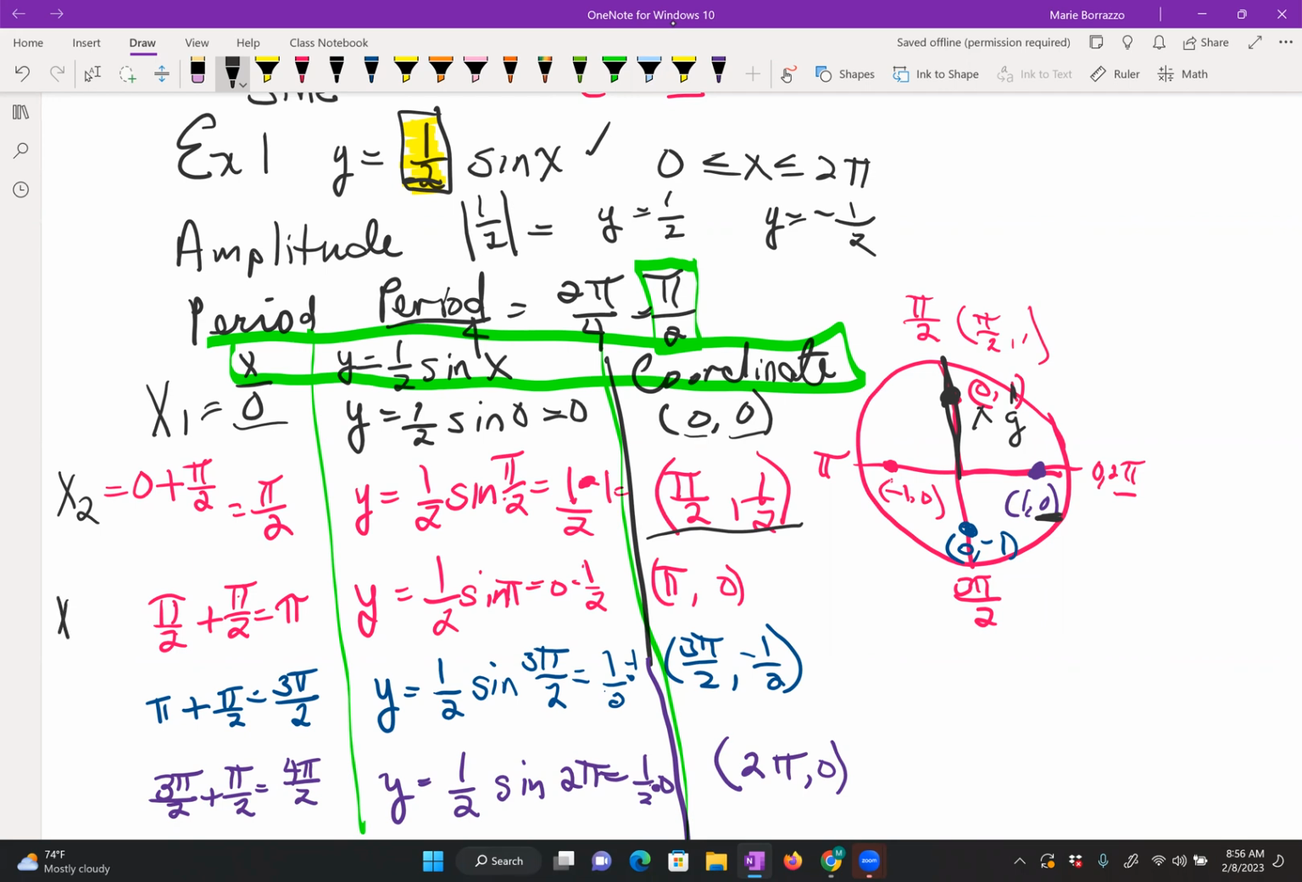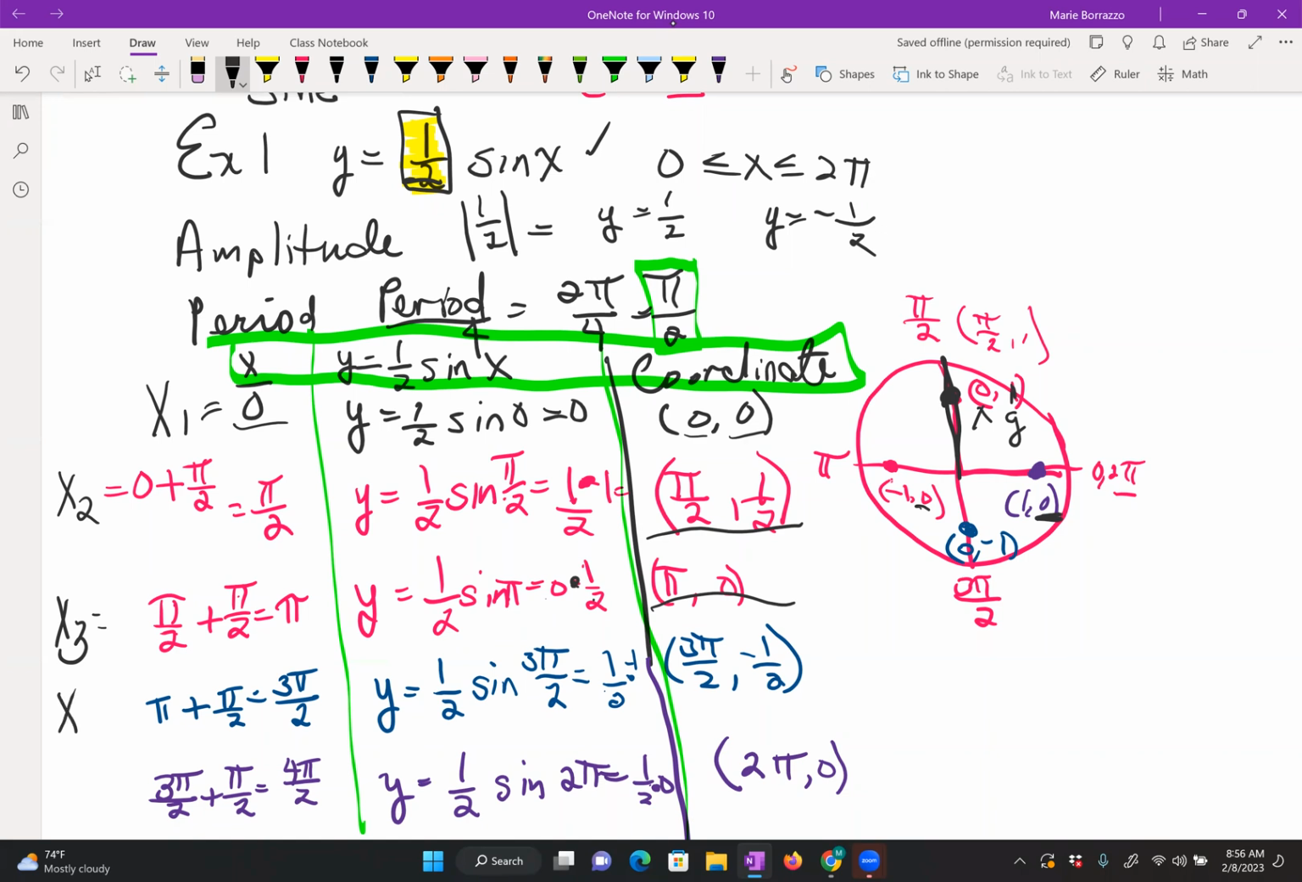Our x3 is the result of pi over 2 plus pi over 2, which is just pi. If we substitute in 1/2 sine pi, we multiply 1/2 times 0, because our coordinate y is 0, giving us our third coordinate point, pi comma 0.